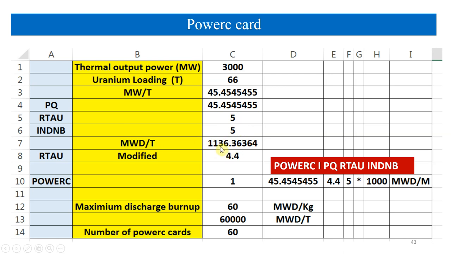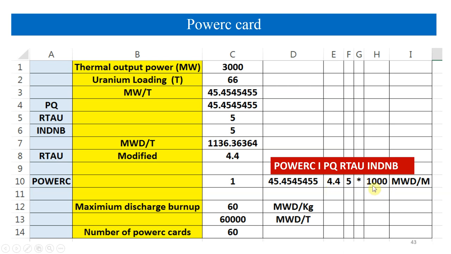But look, here this number is a fraction. Sometimes I need to calculate the burnup steps in clean values, like 1,000, 2,000, 4,000 megawatt day per metric ton. So I can adjust one of them. Adjust this number, which is RTAU. Instead of typing it as 5, I can modify it as 4.4. This will make it exactly 1000. So I type power C 1 PQ, RTAU equal 4.4 and INDNB equal 5, and the product will be exactly 1000.